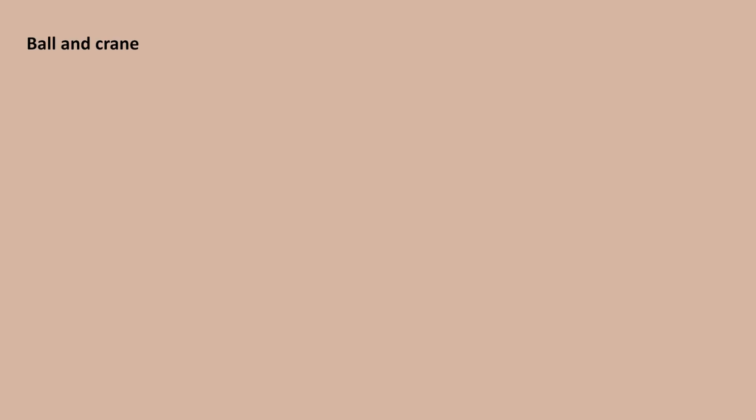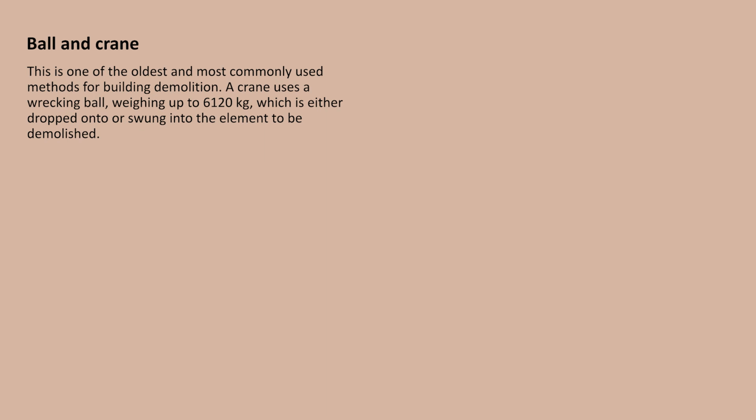The order of demolition of floor beams shall be followed: cantilever beam, secondary beam, and primary beam. Non-load bearing walls and partition walls shall be removed prior to the demolition process. Columns and load bearing walls shall be demolished after removal of the beams on top. Let us discuss ball and crane.